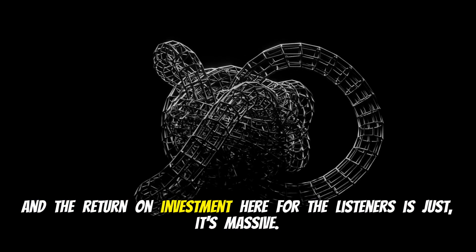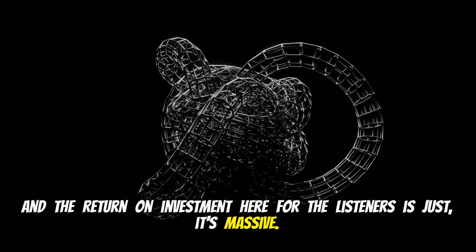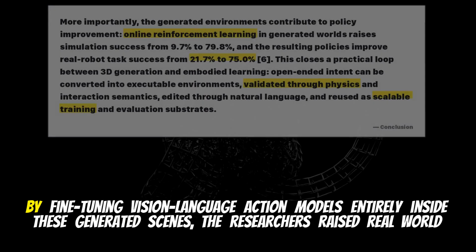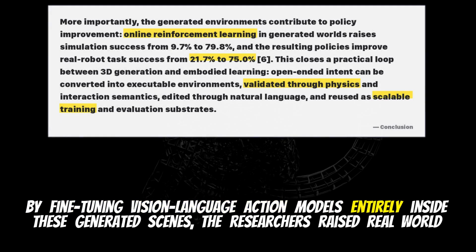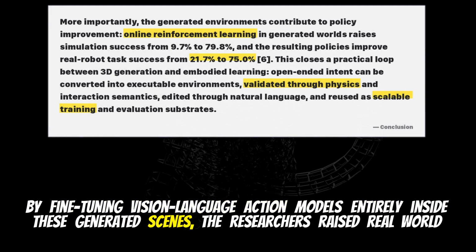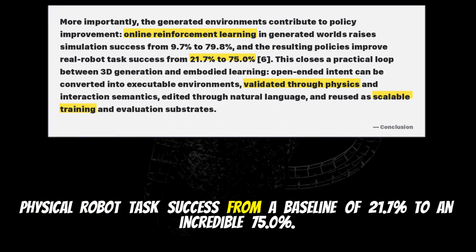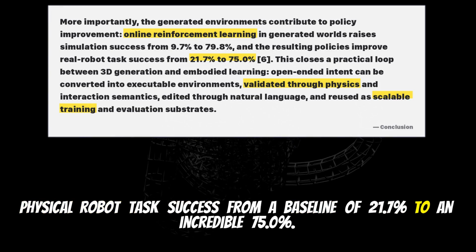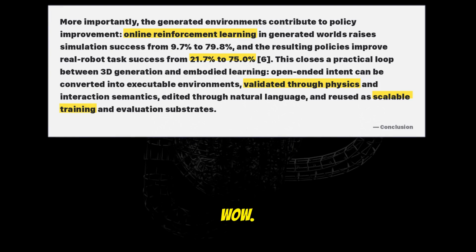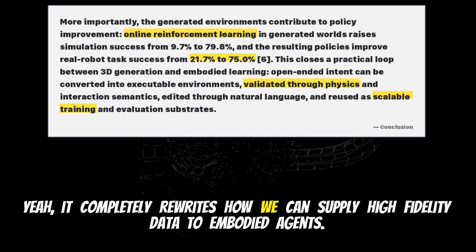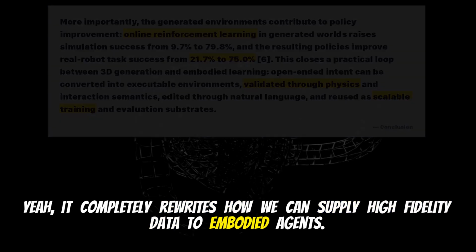And the return on investment here for the listener is massive. We're talking massive zero-shot sim-to-real transfer. Oh, totally. By fine-tuning vision language action models entirely inside these generated scenes, the researchers raised real-world physical robot task success from a baseline of 21.7% to an incredible 75.0%. Wow. From 21 to 75. Yeah, it completely rewrites how we can supply high-fidelity data to embodied agents.